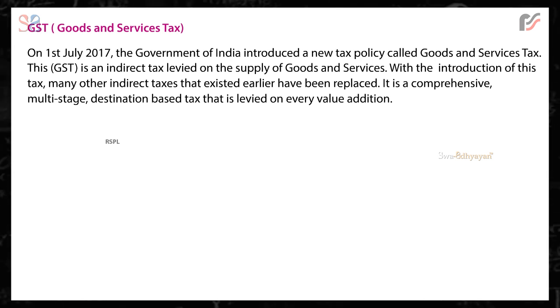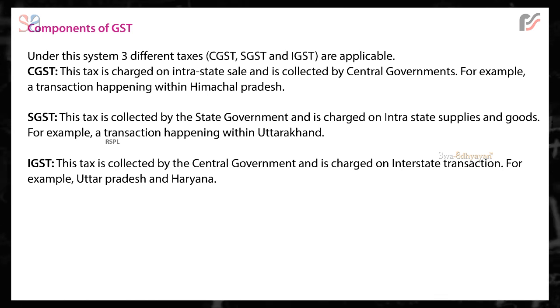It is a comprehensive, multi-stage, destination-based tax that is levied on every value addition. Components of GST. Under this system, 3 different taxes, CGST, SGST and IGST are applicable. CGST. This tax is charged on intrastate sale and is collected by the central government. For example, a transaction happening within Himachal Pradesh.